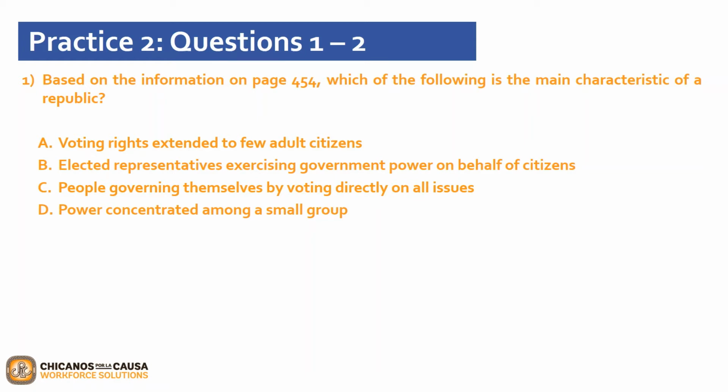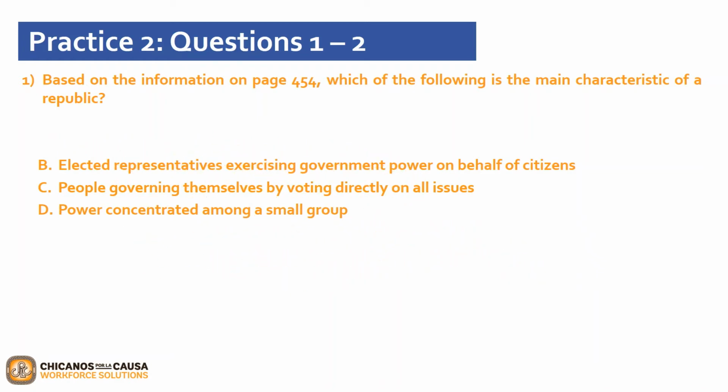In order to answer this question, we must remember that the United States is a republic nation. What does this mean? Well, it pretty much means that we as citizens elect the people that we want to represent us in the government. So now that we had a refresher about what a republic is, let's look again at our possible answers. So A, voting rights extended to few adult citizens. Based on what we know, this is not a republic characteristic.